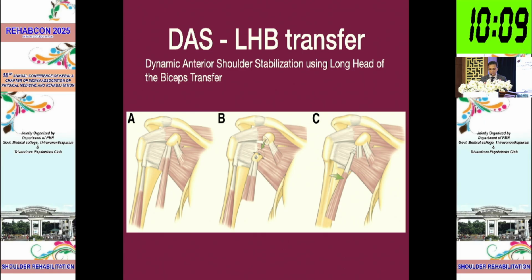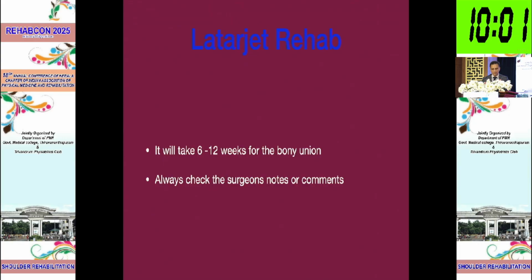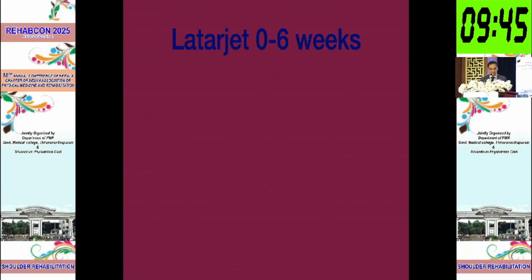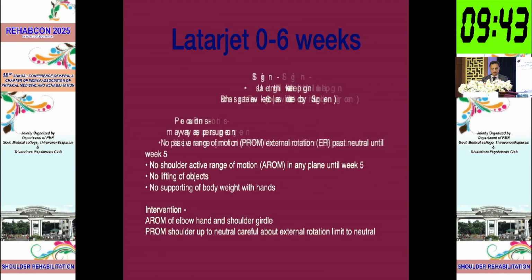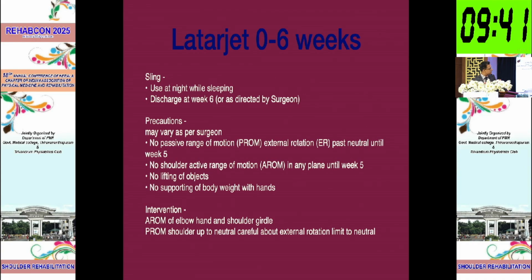If there is bigger, like 20-25% bone loss, we'll usually go for Latarjet or an anatomical reconstruction using an iliac crest graft. So with Latarjet, you should understand that it's a bony healing. We need to wait for that. It will take around 6 to 9 weeks. So before that, we should avoid mainly the external rotation of the shoulder.